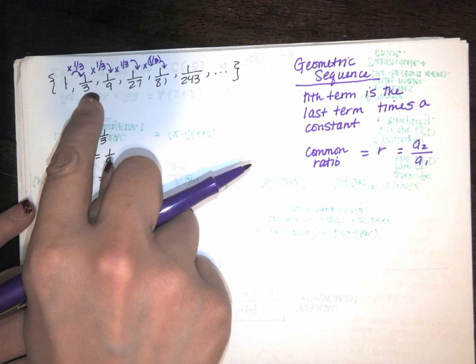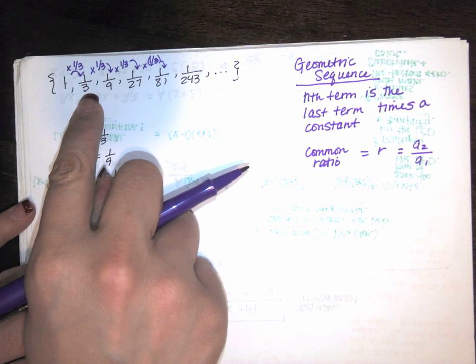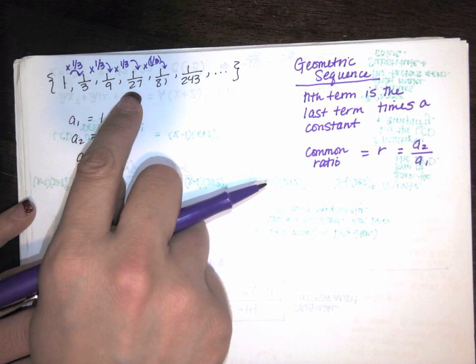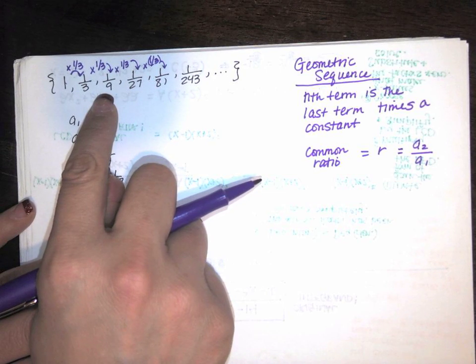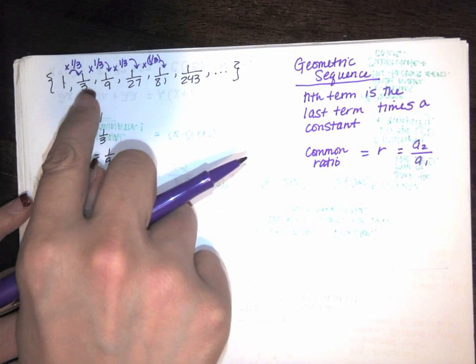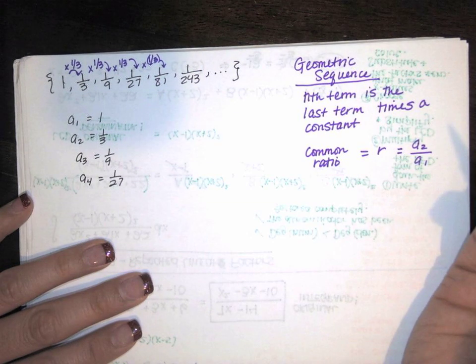Or you could have done 1/9 divided by 1/3. Turns out to also be 1/3. Or 1/27 divided by 1/9. So we're just going to take the first two, this one divided by this one, and that gives us the 1/3.